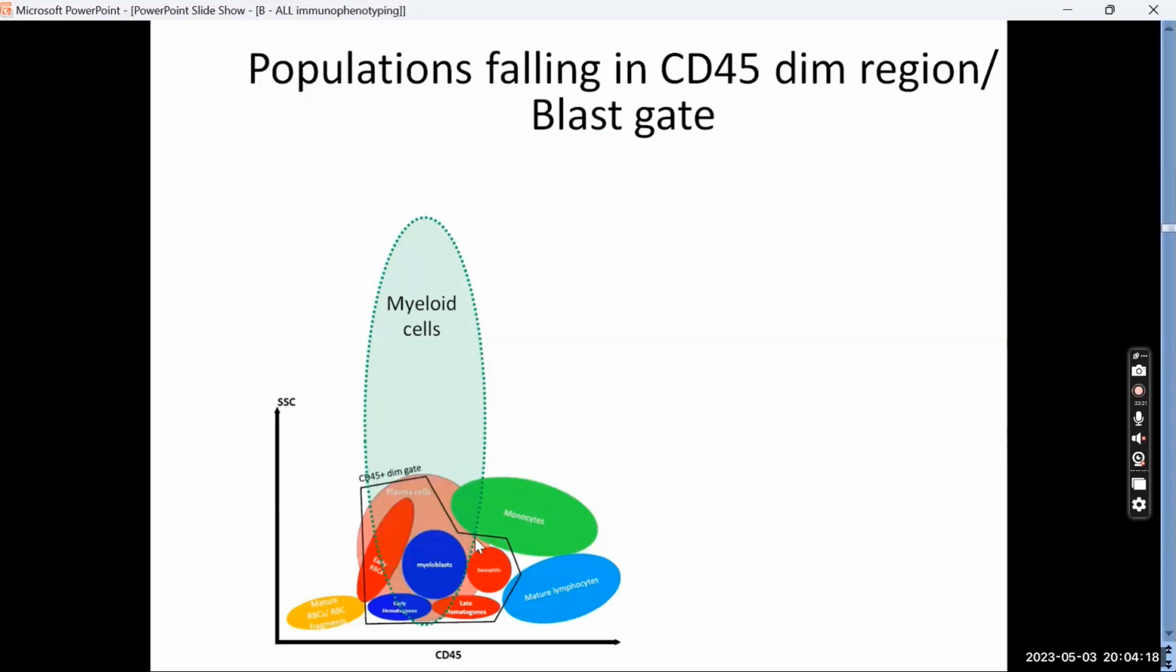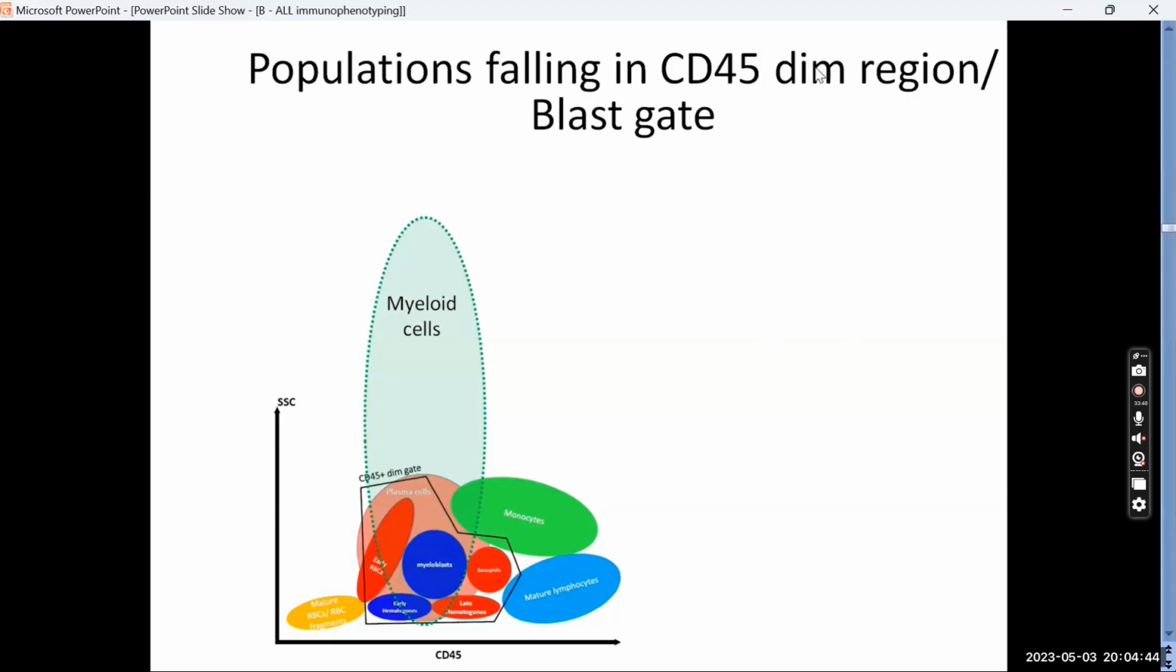Selecting this particular, we draw a region like this. With software, we draw a region like this. This is called drawing or region selection. This is called a region, blast region. When I apply this particular population in another plot or in other markers, it's called gating. I'll show that tomorrow. Please remind me when we do live analysis, and I can show it in the software.